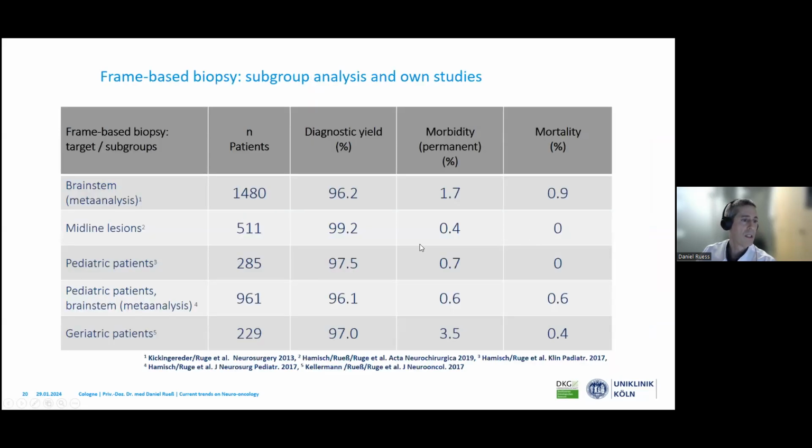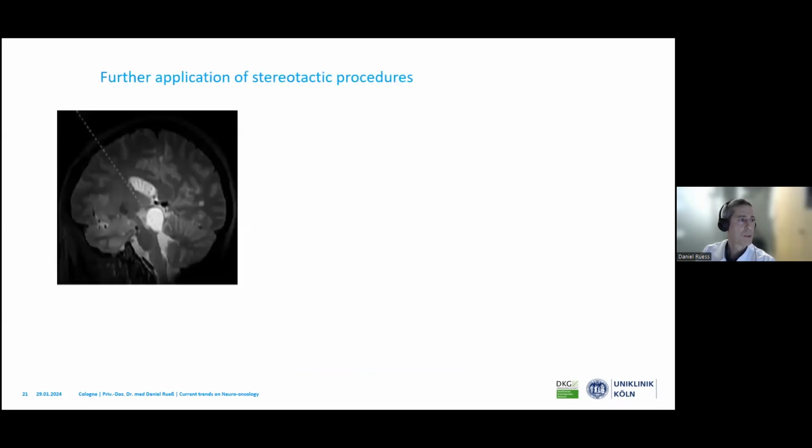And if we see in the more modern series, they are also from our department here, you see, for example, when you see this analysis of midline lesions, that we have a very high diagnostic yield and a very low risk profile compared to these, more or less historical studies. So, but there are also other things we can do with frame-based procedures.